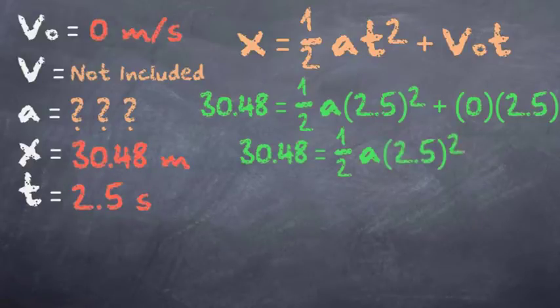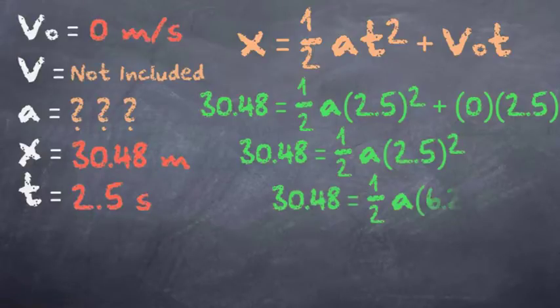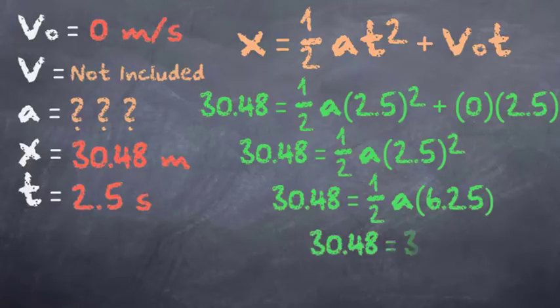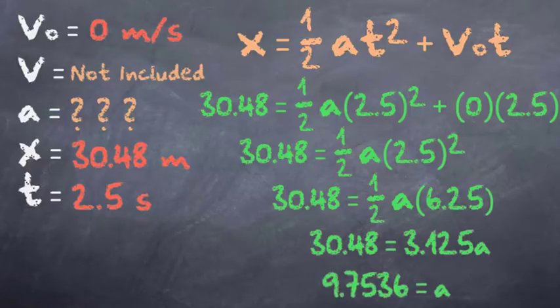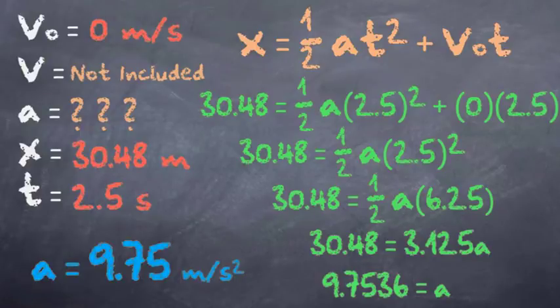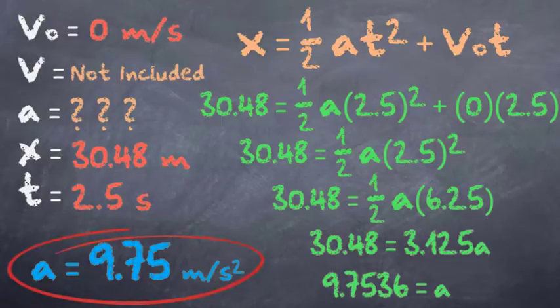0 times 2.5 becomes 0, so it's gone. I'm going to simplify. 2.5 squared is 6.25. 1/2 of that is 3.125. If I divide both sides by 3.125, I get 9.7536 as my acceleration. If you notice, this is close to 9.8 meters per second squared, which is the acceleration of objects without air resistance.